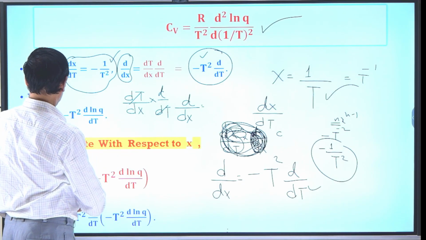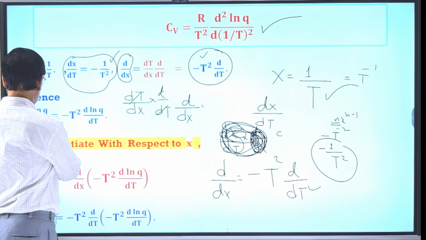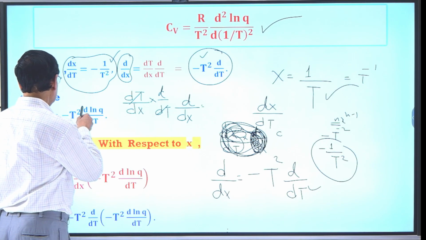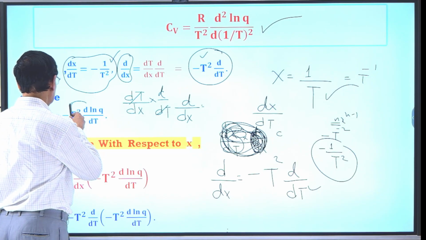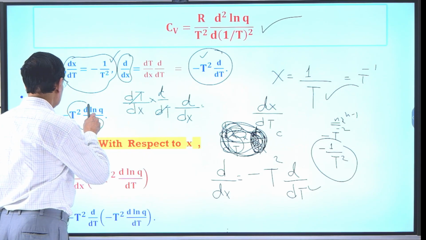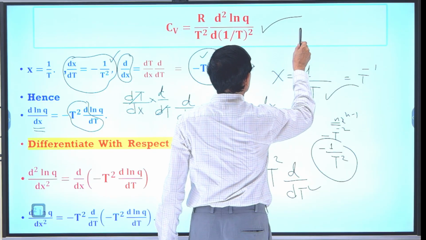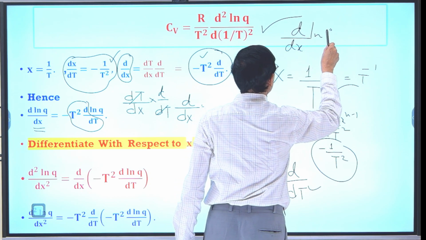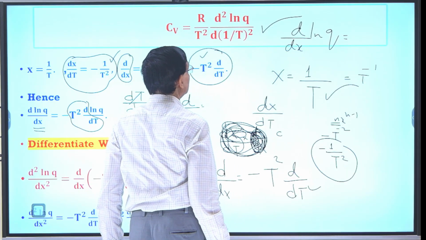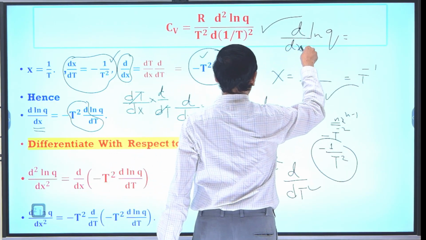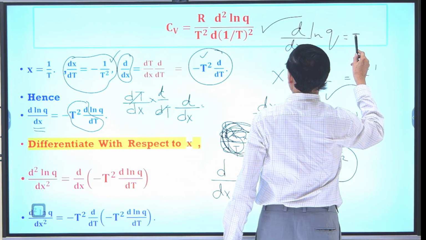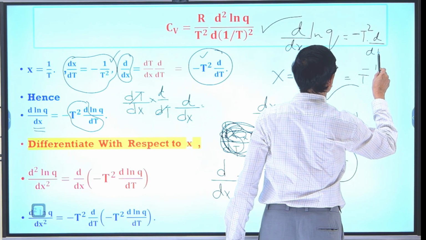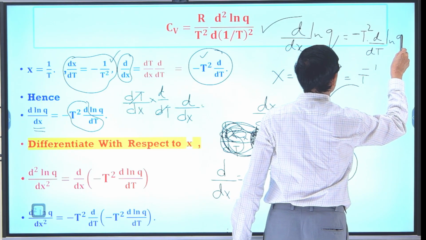So differentiate with respect to x. Now d natural log of q by dx, and so d by dx is equal to minus t square d by dt. Okay, I am writing d by dx natural log of q. So I am getting the value of d by dx is equal to minus t square d by dt of natural log of q.